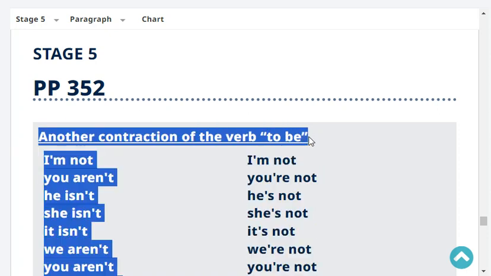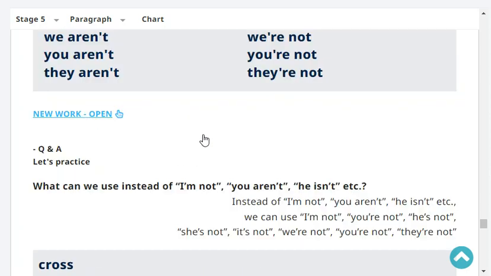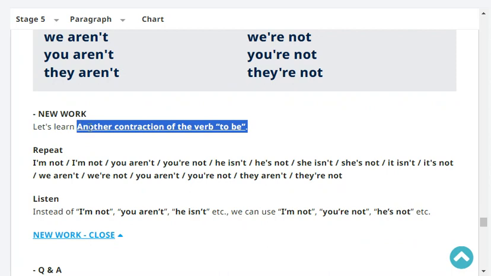Okay, let me put it here. This is quite a lot. Okay, let me put it here. Okay, another construction of the verb to be.